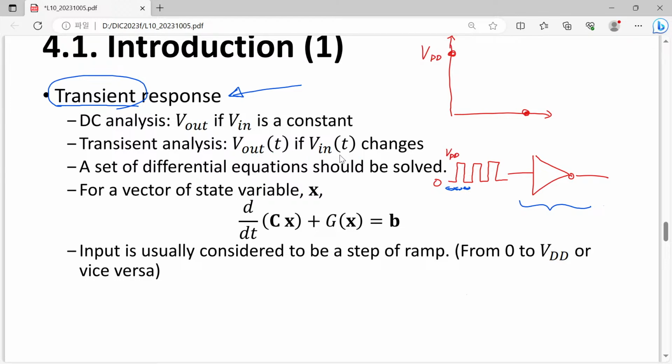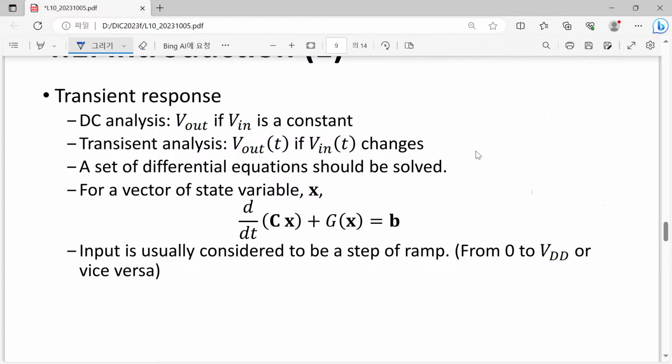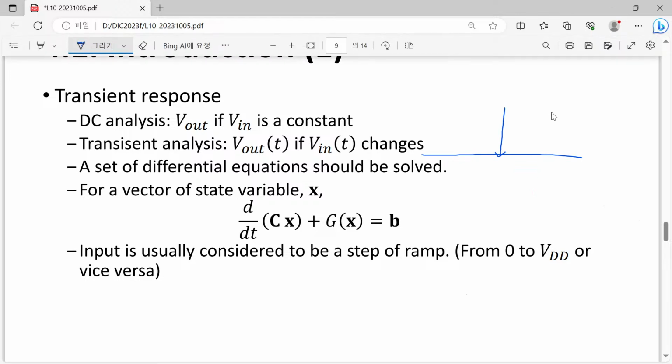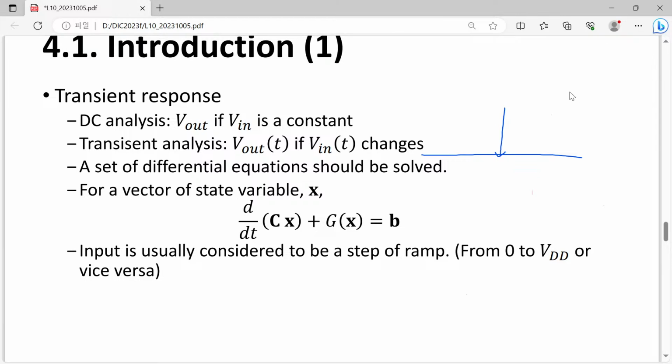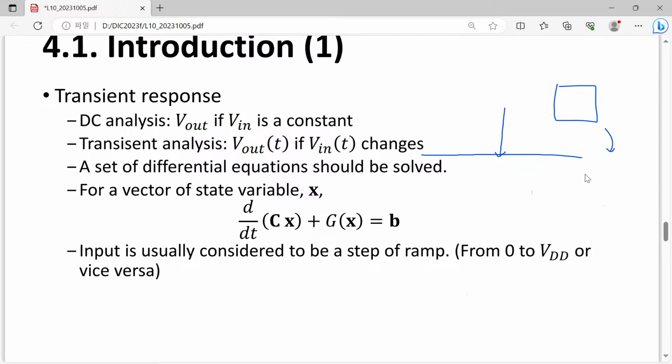So, do you have any question about this transient response? Please interrupt me anytime if you have any question. Then, of course, how can we consider this kind of transient response? The final answer for transient response is just to make the chip and measure its transient response. That will be the ultimate goal.